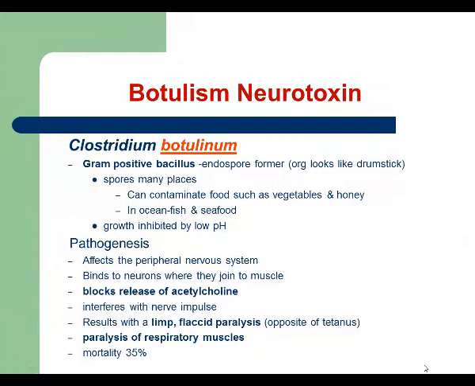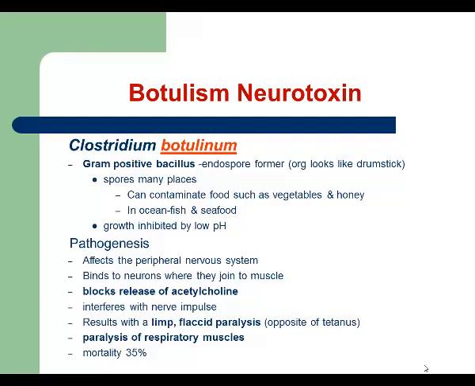Next infection is botulism. Once again, the causative agent of botulism is a neurotoxin, which is produced by Clostridium botulinum. Another example of Clostridium species, it is gram-positive bacillus. It is anaerobe. It can form endospores and can be found in the soil in this form, and also has ability to produce toxin. And once again, because it impacts our nervous system, we call it neurotoxin.